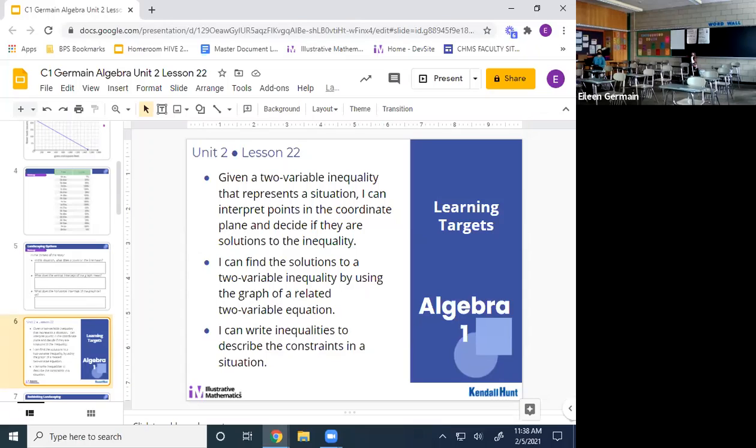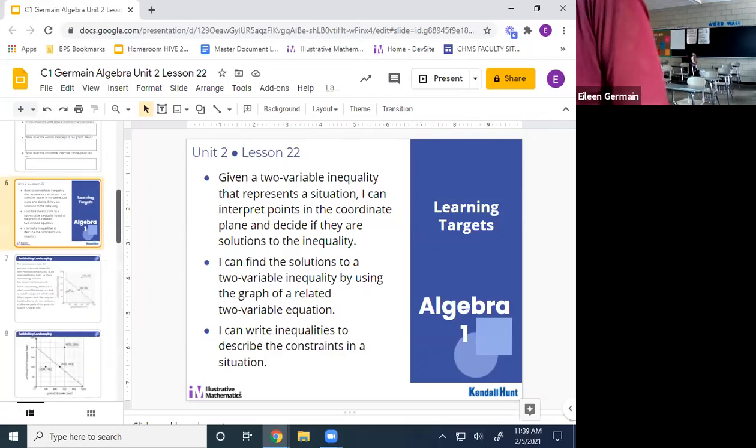We're going to find a solution to a two variable inequality by using a graph of a related two variable equation. So we're going to take an equation line and use the concept of the related inequality, which is the same just with the symbol. And we're going to say, is it a solution, yes or no? And we're going to write inequalities to describe the constraints in the situation. We've been doing that for 4 or 5 days. That one shouldn't be too bad for us.